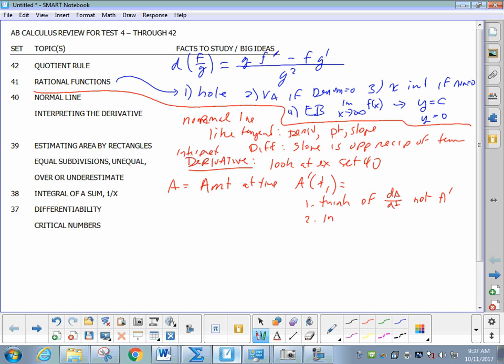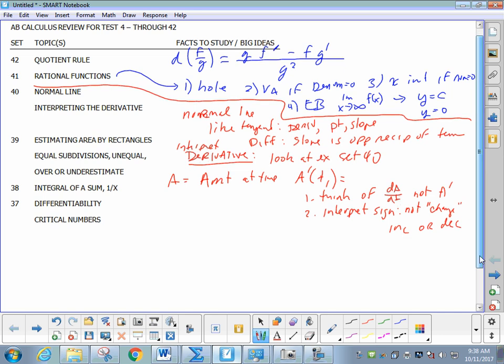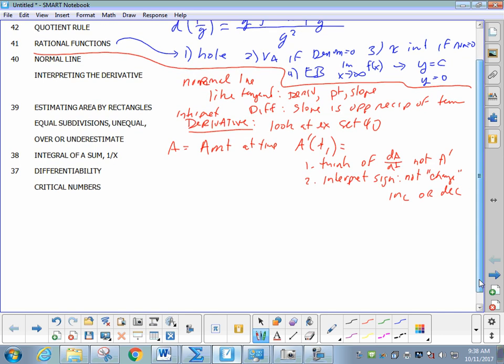Second, you must interpret the sign. Don't just tell me the amount is changing. I want to know the amount is increasing or decreasing by 2 inches per second, at a rate of 2 inches per second. Okay? It's a specific thing, and that is in keeping with the AP test. Did you have a question, or did I answer it? It was a handwriting thing, but I did. Okay. So make sure you are specific about how it's changing.